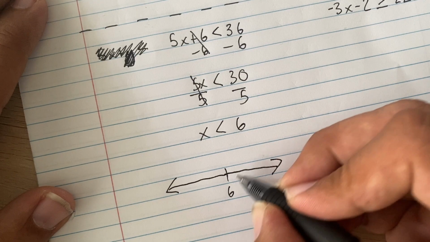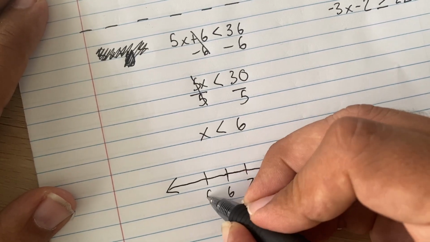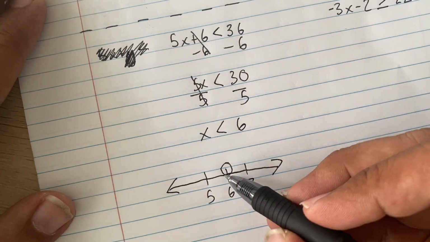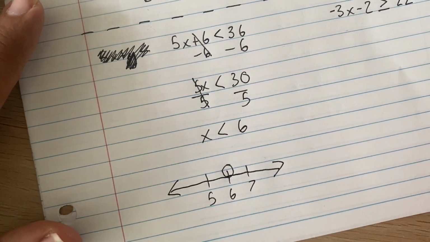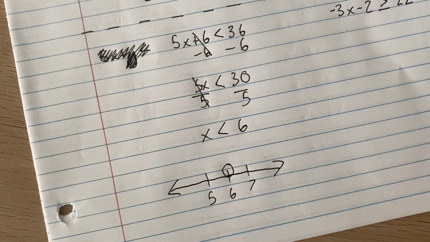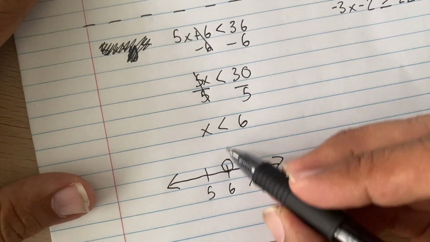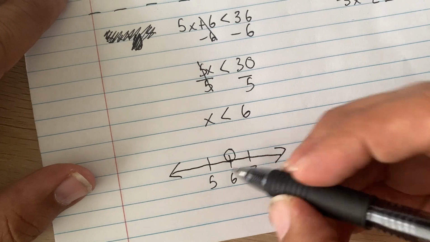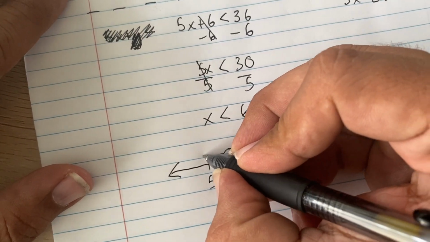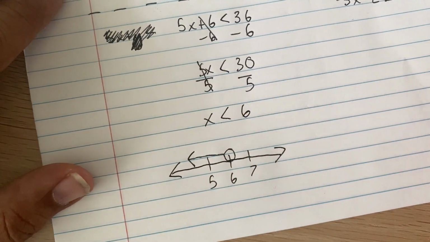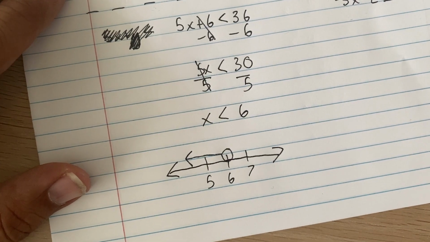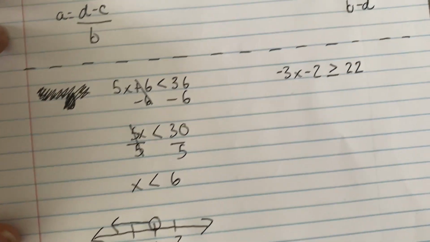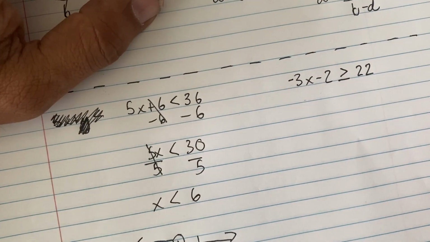Let's say 6 is here, 7, 5. So you make a circle on 6, and it's going to stay open because x has to be less than 6, which means it cannot be 6. So it's just going to stay open. So the answer could be any number less than 6. The arrow is pointing in the direction of all the numbers less than 6. All right. Here we go.